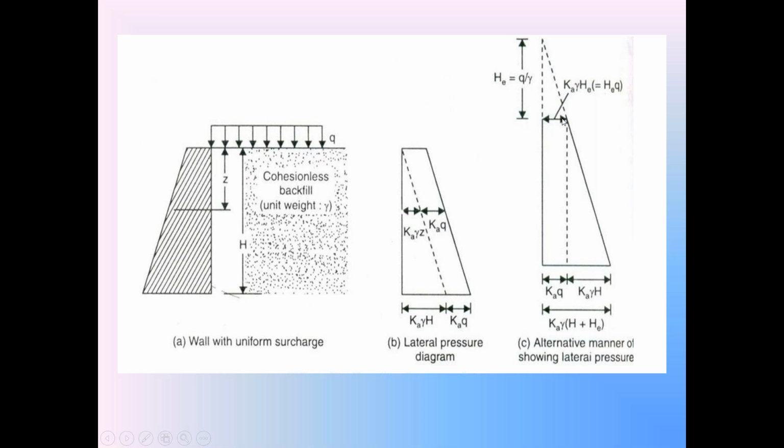Then the active earth pressure at this location is Ka into gamma into He, and that is equal to Ka into Q. From that you will get this height He is equal to Q by gamma. So this is called the equivalent height of the backfill behind the retaining wall, which produces the same magnitude of horizontal earth pressure at the top, that is Ka into Q. Further, the height He is equal to Q by gamma. So this is the effect of uniform surcharge on the backfill according to Rankine's active earth pressure theory.